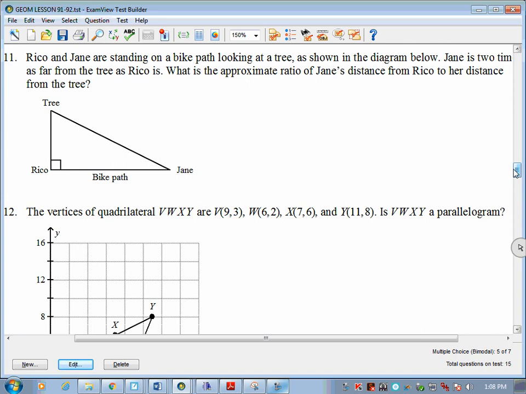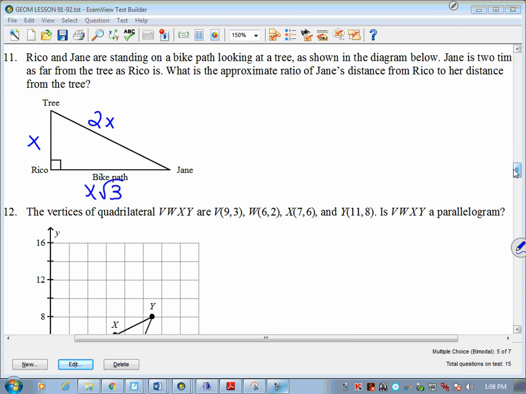Okay. All right, so if her distance, what is the approximate ratio of Jane? Jane is 2 times as far from the tree. All right, so this is 2x, right? 2 times as far from the tree as Rico is. So x. We should begin to see our special right triangle ratios here, right? So what would the bike path actually be? X radical 3. Very good.